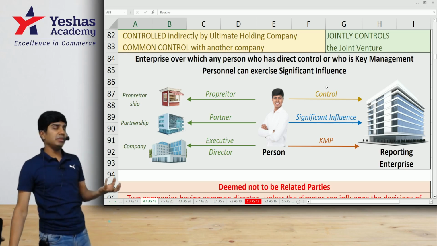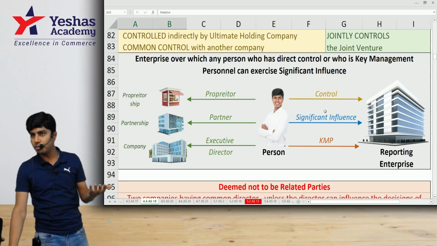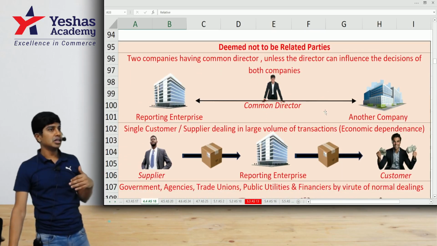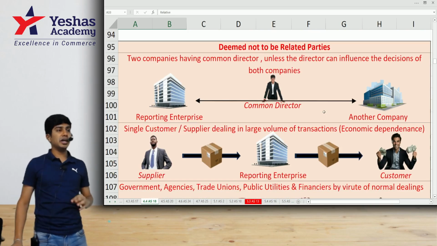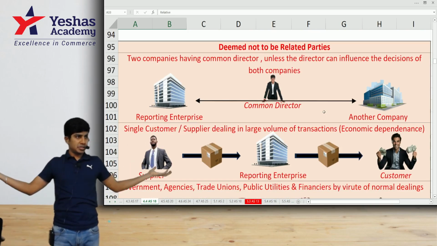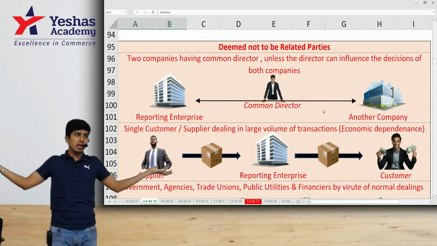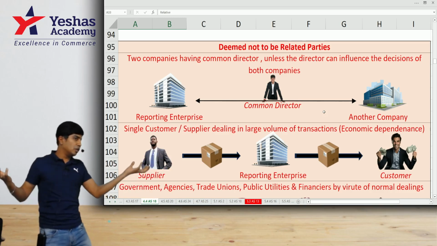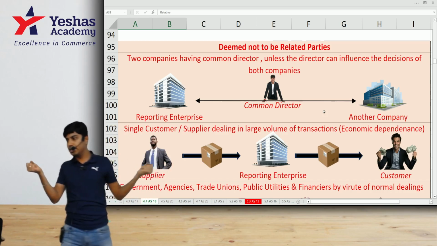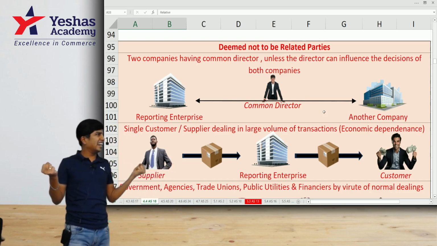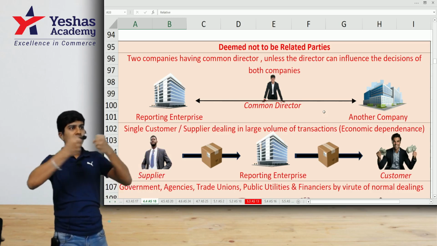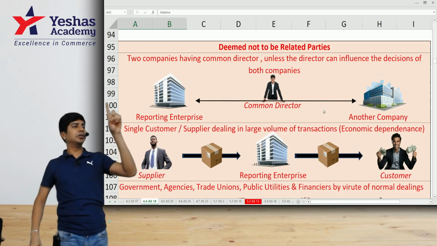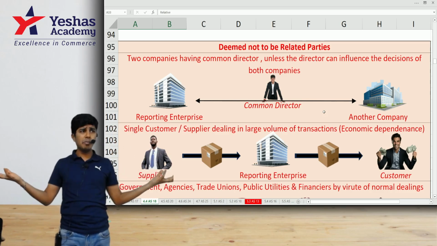Now, after telling you all the entities in which I am a related party or who are related parties, I'll tell you the entities which are not my related parties. They are deemed to be not related. I am director in 2 companies. Just because I am director in 2 companies, these 2 companies are not related, unless I have the power to direct, control, manage them. And when I have the power to direct, manage and control both, then they are related. Otherwise, no. Just because one director is in common, are 2 companies related parties?